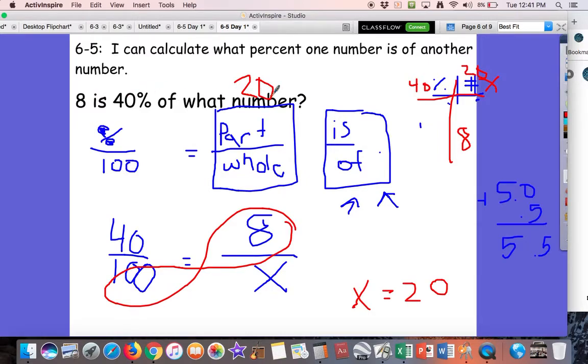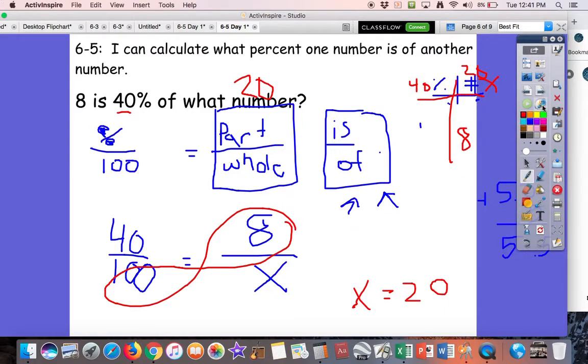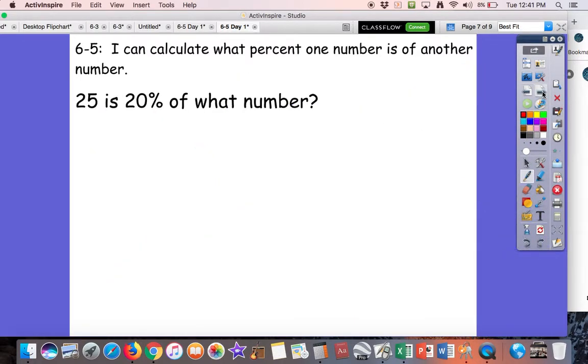All right, let's make up a story for this. 20 students are in class. 8 of them got an A on the test. What percent is that? 40%. Okay, totally makes sense.